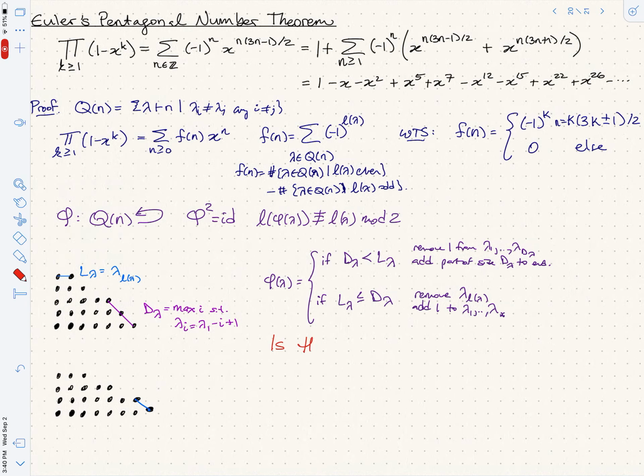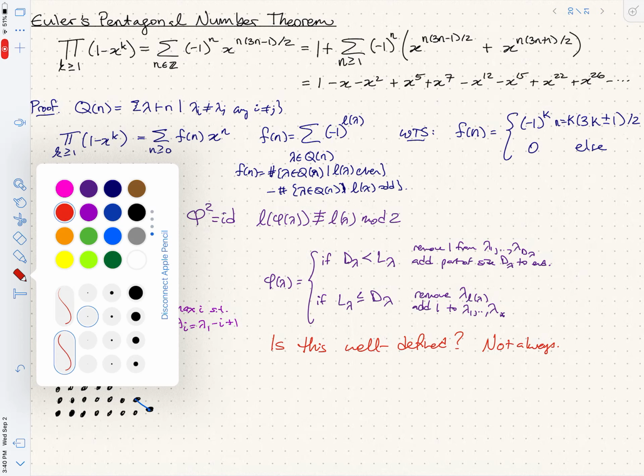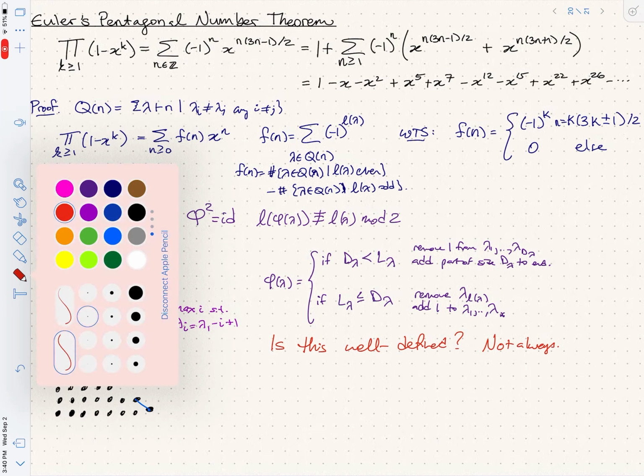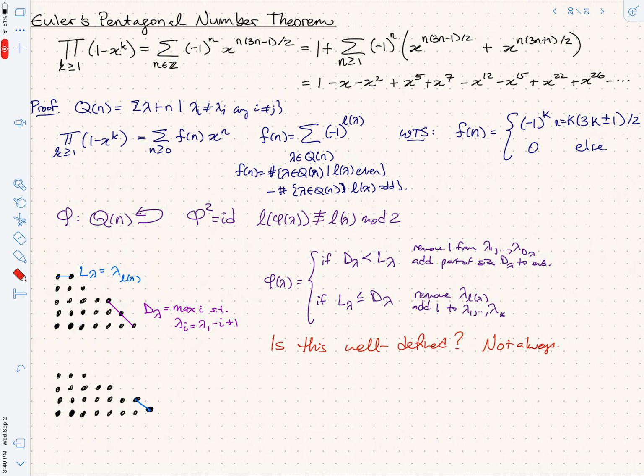A big question you can ask yourself is, is this well-defined? And that's something you always need to ask when you're creating a bijection. And the answer is not always. Well, how can it go wrong? That's what we really want to think about. We want to think about, okay, how could it possibly go wrong? I'll maybe stick with red. So one way that it could go wrong is if I have this partition here, let's see.